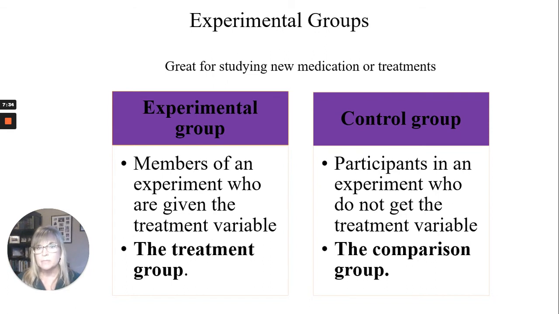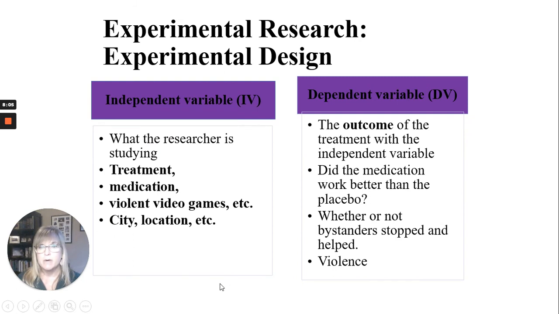So the experimental group is the group that actually gets the treatment. So if it's a new medication, they get the medication. The control group is the group that we're going to compare to the treatment group. So if we're studying a medication, the treatment group gets the real medication, the comparison group gets no medication or a fake medication. And if in the end of our experiment, we can say that the experimental group that got the medication did significantly better than the control group, then we've proved that our medication is effective. And that's the benefit of an experiment.